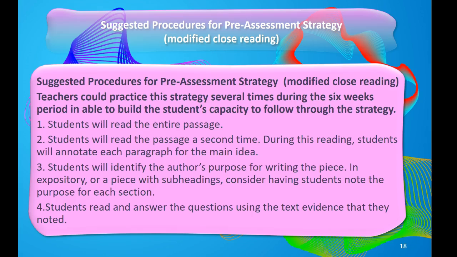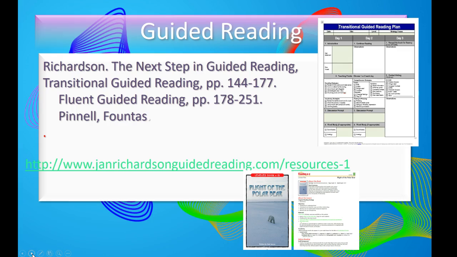And then the third time that they read it, they're identifying the author's purpose for writing. What was the reason for them writing this? And then under those subheadings, considering what is the purpose of each of those. And then they read and answer the questions to provide text evidence. So that's a close reading type of procedure to help our kids.